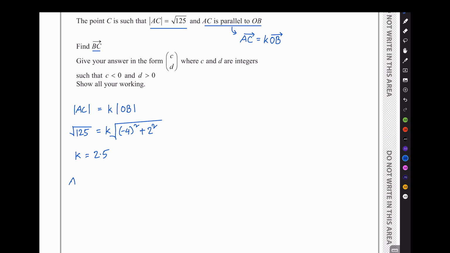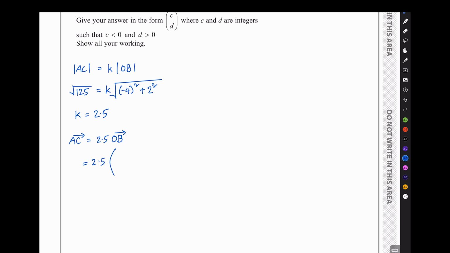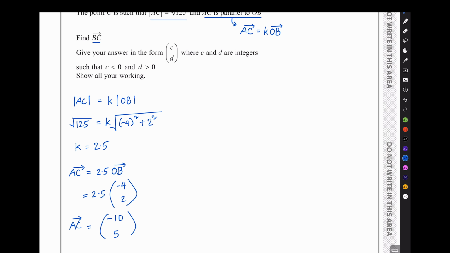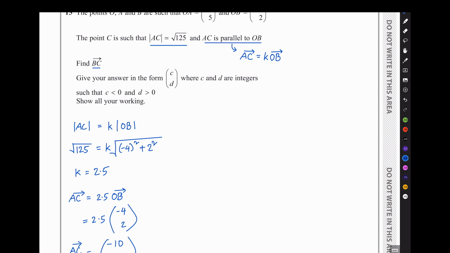So our equation comes out to be AC equals 2.5 multiplied by OB. We already know the vector OB, so we can write OB here and find the vector AC. OB is minus 4 and 2. Let me multiply it right here. This is negative 10, and this is 5. So we found AC. But that's not our target. Our target was to find BC.